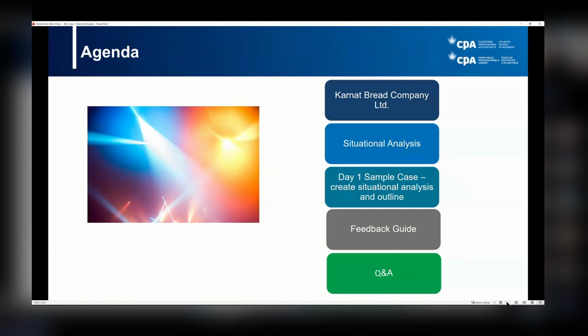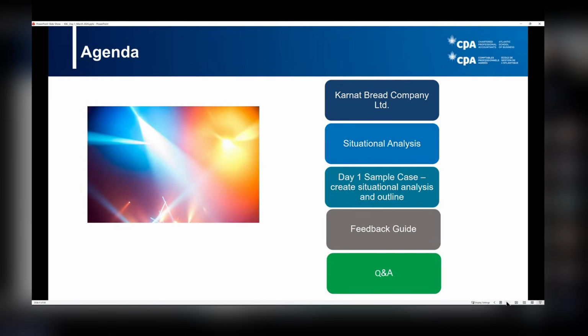Our agenda today is I'm going to spend some time reviewing the key components of the Karnat Bread Company Ltd, the Capstone 1 case. My goal is to ensure that you understand the key components from the Capstone 1 case, because maybe some of that information you will need when you create your situational analysis for your day 1 case. I'm going to spend some time talking about the situational analysis. What are the main components? What does integration mean? Then I'm going to spend time creating the situational analysis and an outline for a day one sample case.